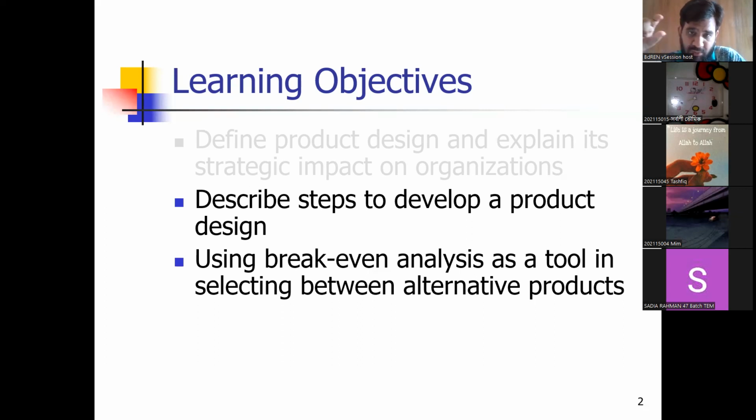Maybe you know how to calculate the break-even point. In break-even point, we subdivide the total cost of the company into variable cost and fixed cost. And after getting the variable cost and fixed cost, and also the sales price, we can calculate how many units you need to sell to be break-even. So using break-even analysis as a tool in selecting between alternative products, we'll apply it. All right. So number one is idea development. Number two is idea screening.